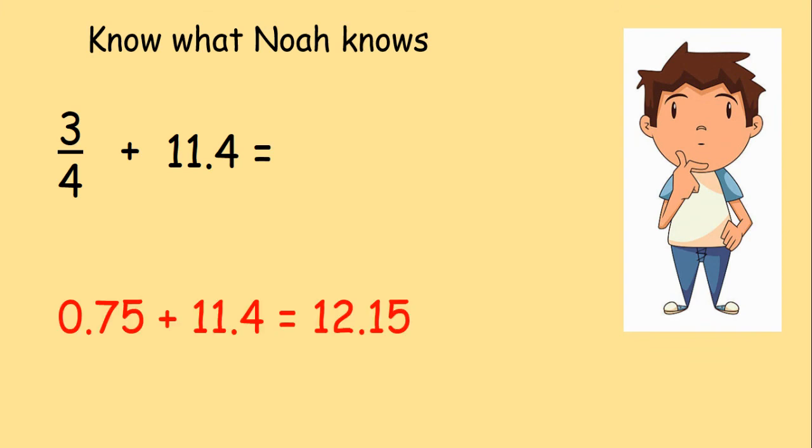Brilliant! 3/4 is equivalent to 0.75. Therefore, I could do 0.75 add 11.4, which gives me 12.15. Converting 3/4 to a decimal makes it easier for me to add all of the numbers together.